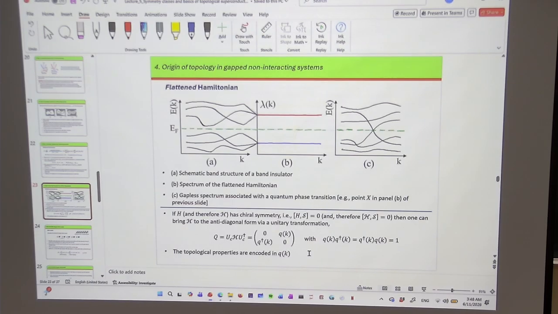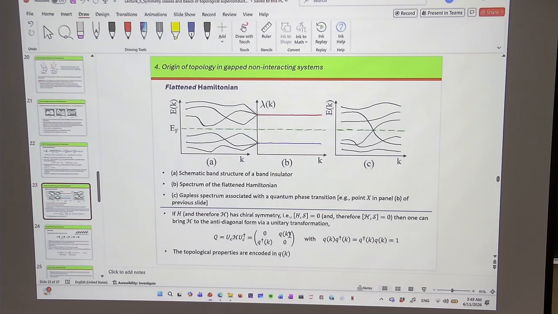Then this Q matrix depends on the dimension of your Hamiltonian, and fulfills these conditions. If they are matrices, they are unitary. So you see all this structure that you have at the beginning, after all this transformation, if you have chiral symmetry, simplifies: instead of having a Hamiltonian with many elements, you flatten it, transform it, and get this simpler form. All this is 0, all this is 0. All the information is just in this Q.